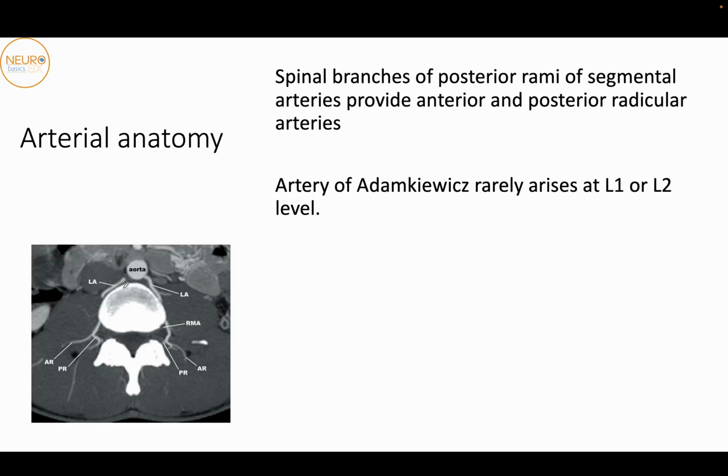As we have discussed previously, the segmental arteries will give rise to an anterior ramus and a posterior ramus. The anterior ramus will supply the body wall, and the posterior ramus will form a spinal and a muscular branch. The muscular branch will supply the paraspinal musculature, while the spinal branch enters the spinal canal through the neuroforamen and forms anterior and posterior radicular arteries.